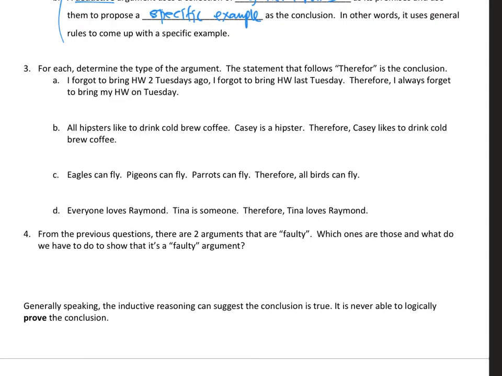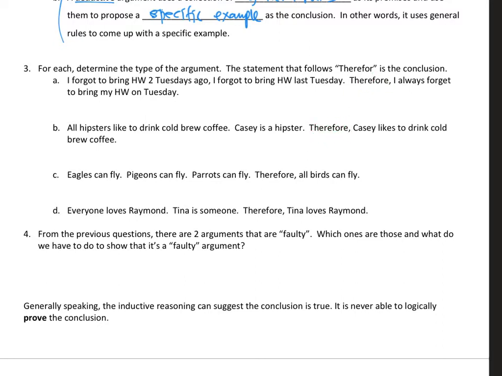For each, determine the type of argument. The statement that follows "therefore" is the conclusion. Remember we talked about the premise part and the conclusion part. So how do I know something is the conclusion part? Usually it's the last sentence, or sometimes you'll say "therefore" something. So, all right, let's look at part A.